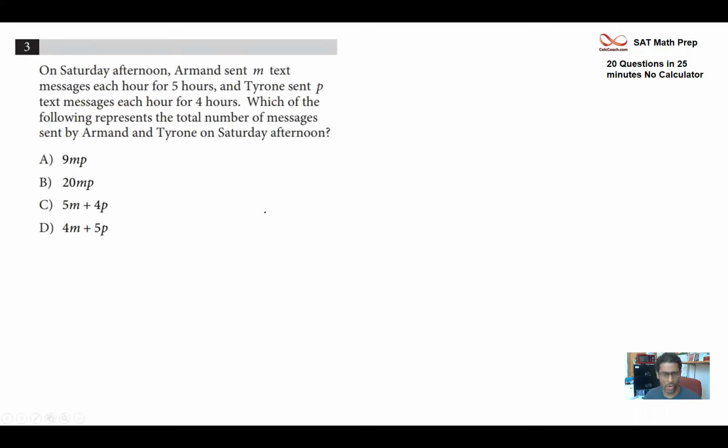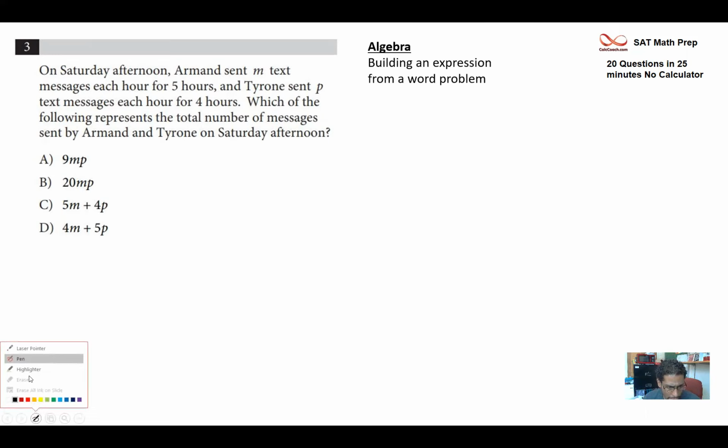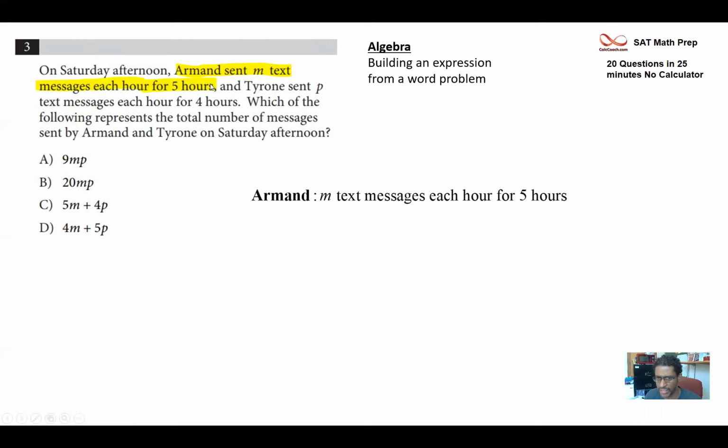Next up, on Saturday afternoon, Armand sent M text messages. So this is a word problem, and we have to build an expression from this word problem. And so we take out the important information. And so when they say Armand sent M text messages each hour for 5 hours, we jot that down. That's information we're going to need. Tyrone sent P text messages each hour for 4 hours. 2 different people, 2 different rates.